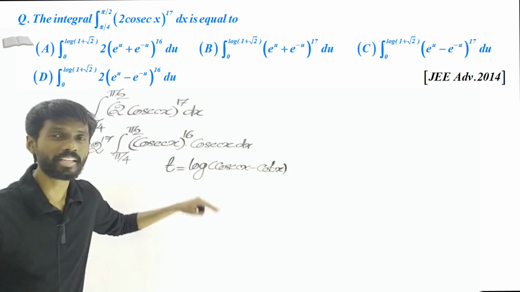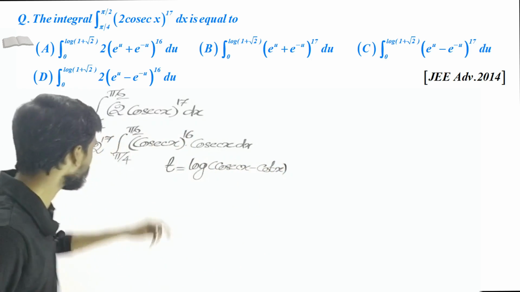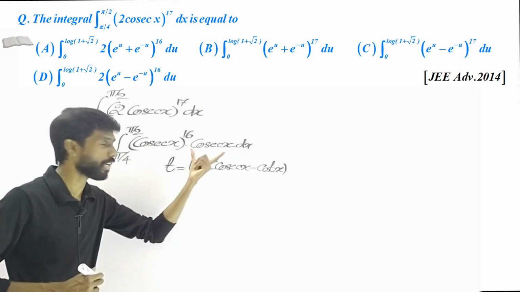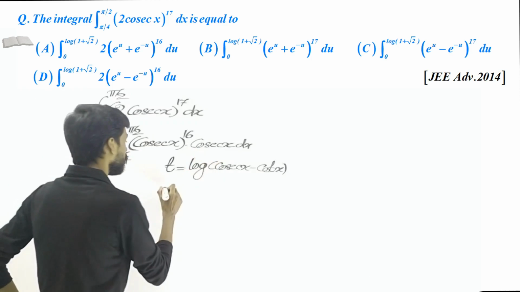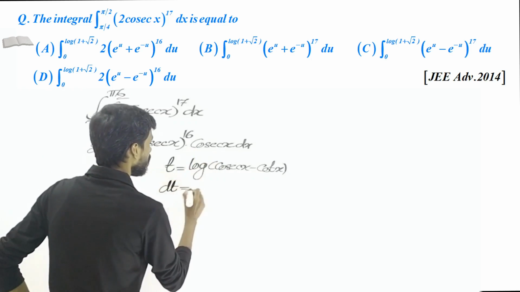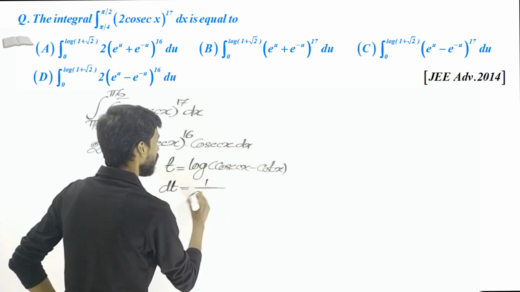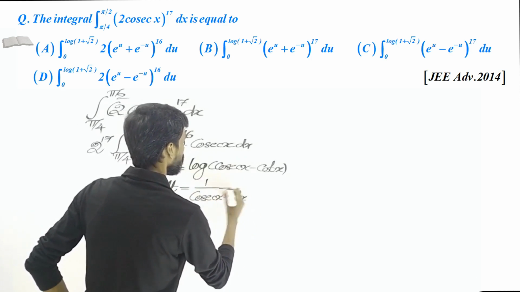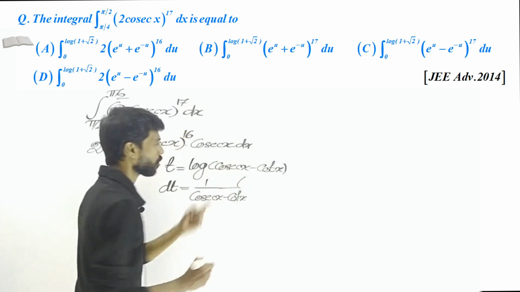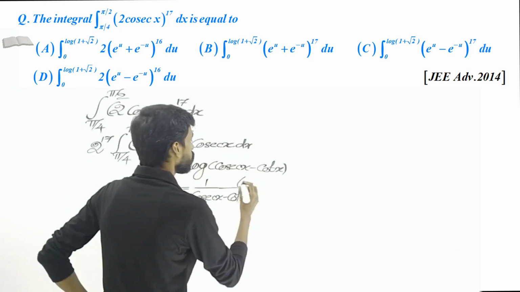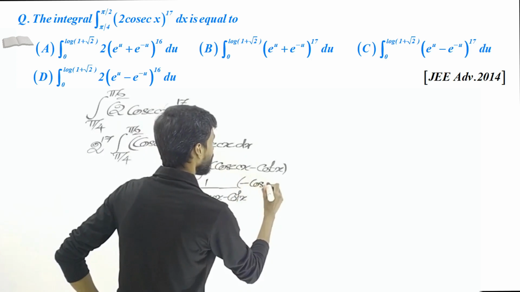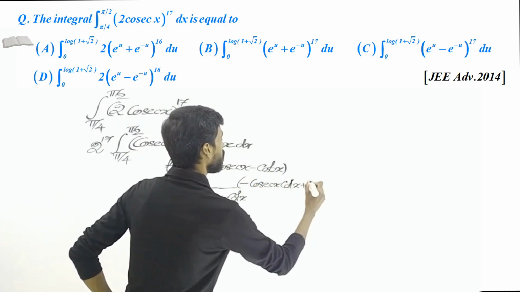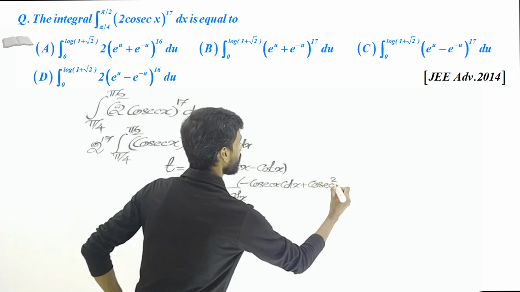This function is not even there in the question, but still we take this as t because its derivative should be there, right? So what is the derivative of this? So dt equals 1 divided by cosecant x minus cot x, multiplied by the derivative of cosecant x, which is minus cosecant x cot x, plus the derivative of cot x term, which is minus cosecant square x.